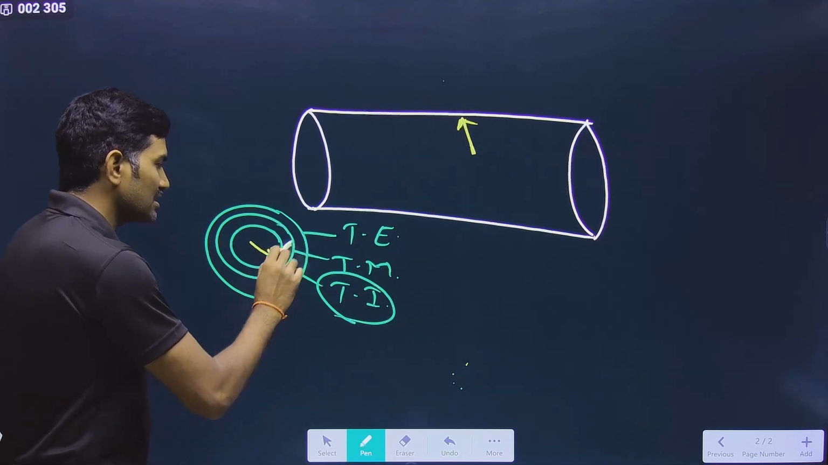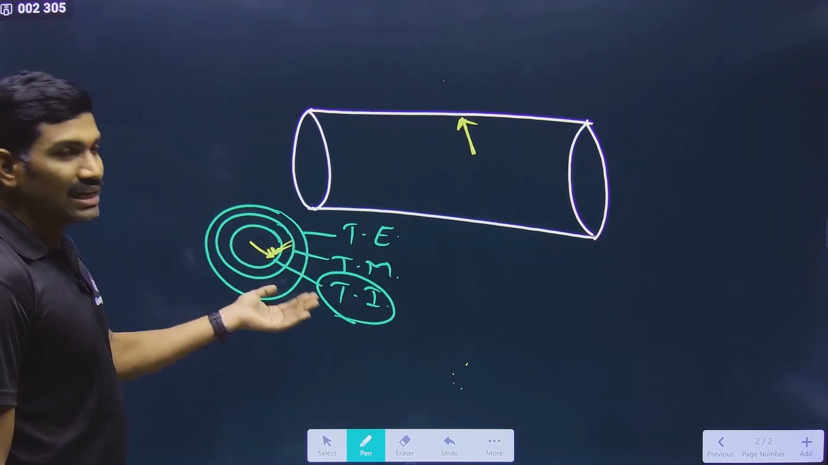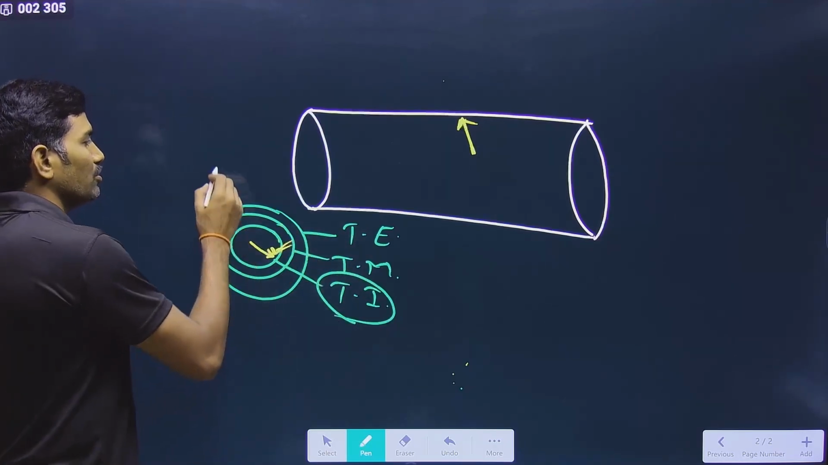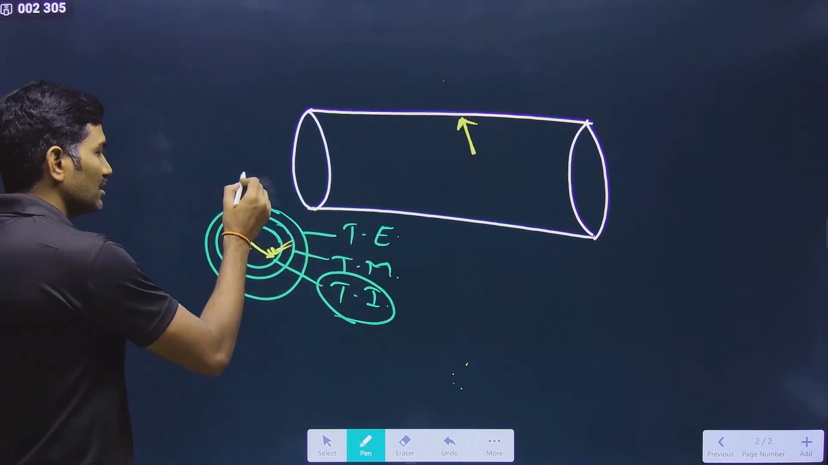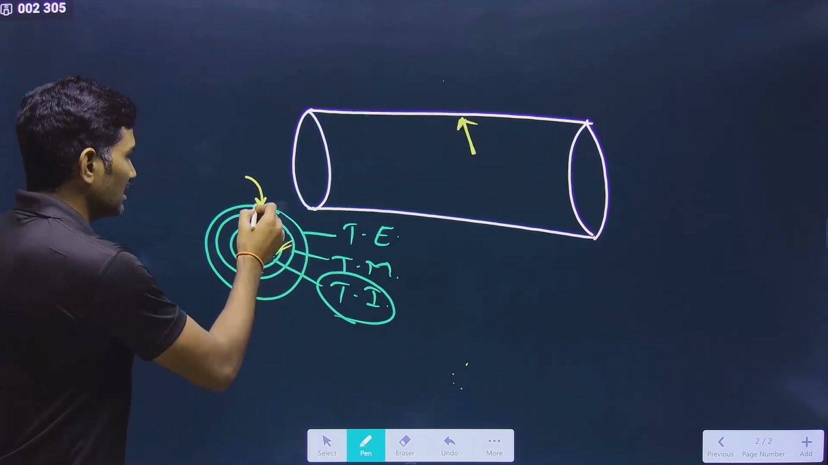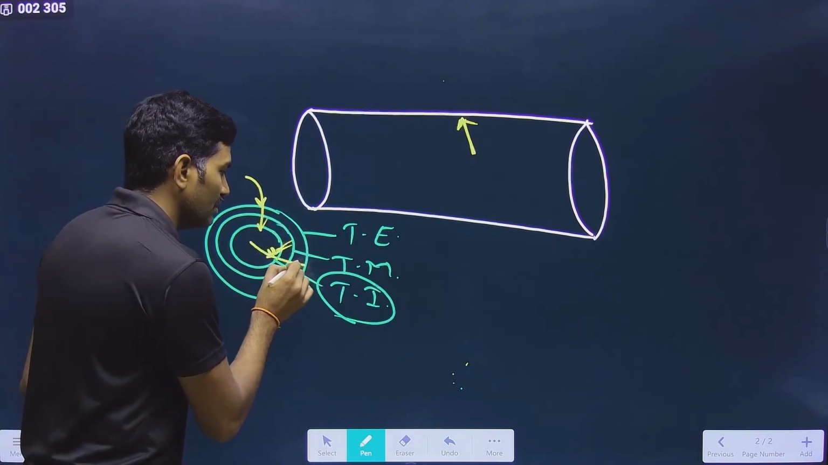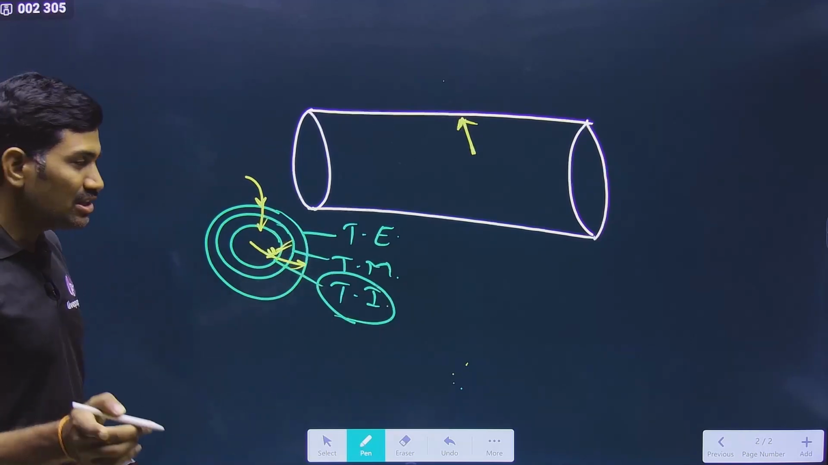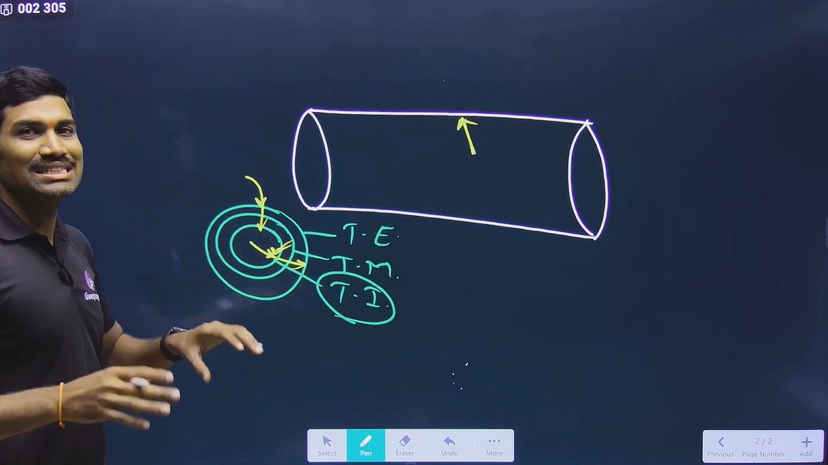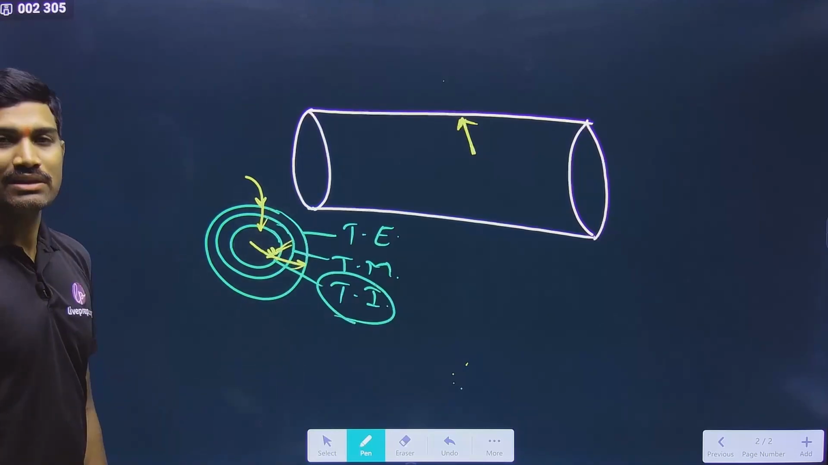Now what I am saying here: if the damage is happening from the inner side, that means first the inner side wall is damaged. This is called internal damage. Suppose due to some other factors the damage is happening from the external side, damage can come here, and sometimes damage can happen from inside to outside.